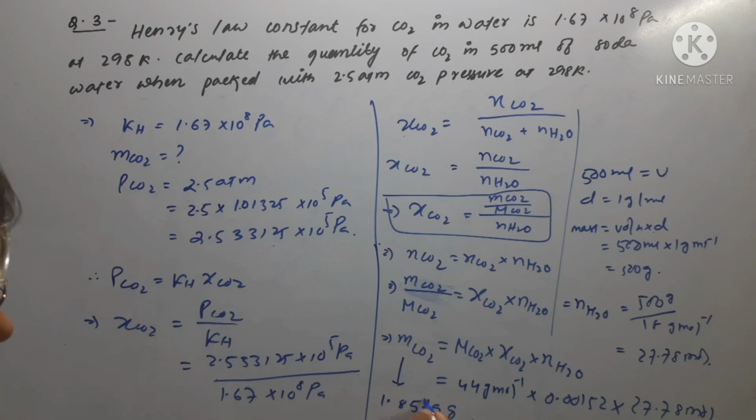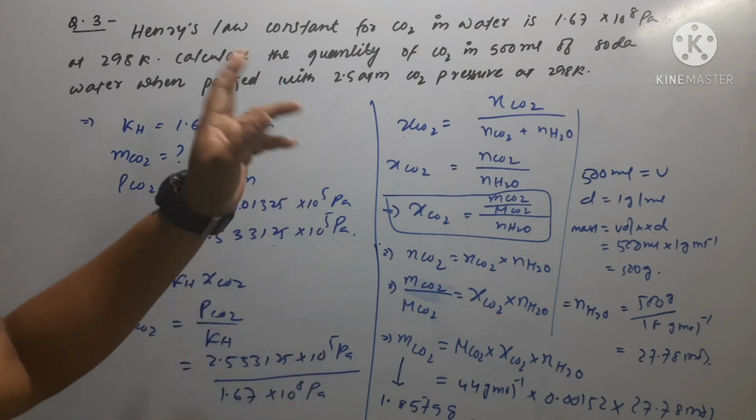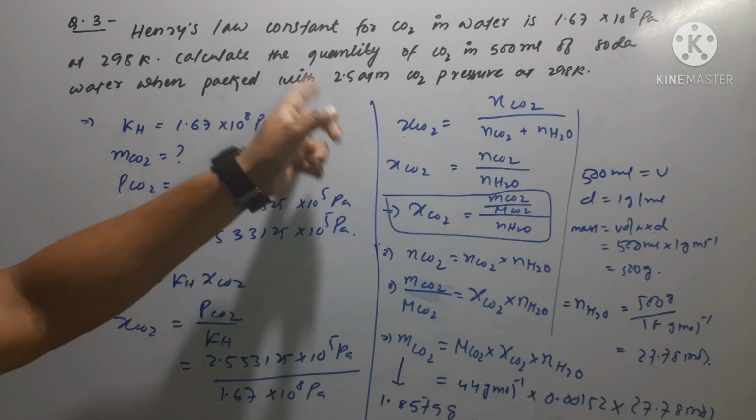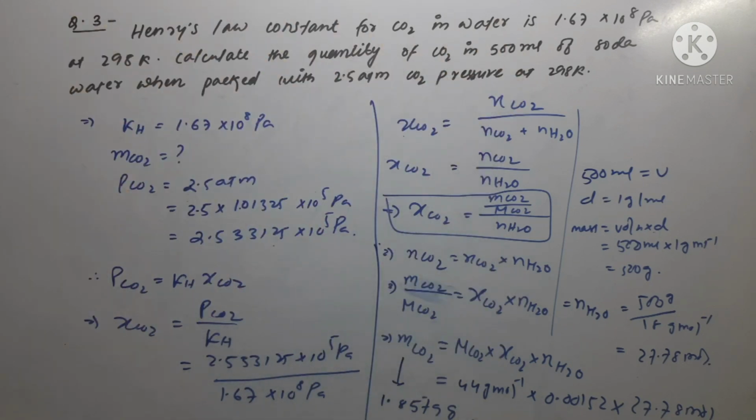1.8579 gram of carbon dioxide is what dissolved in 500 ml of water there. Okay, guys, I hope you have understood this. If any problem is there, you can ask me in the comment section.